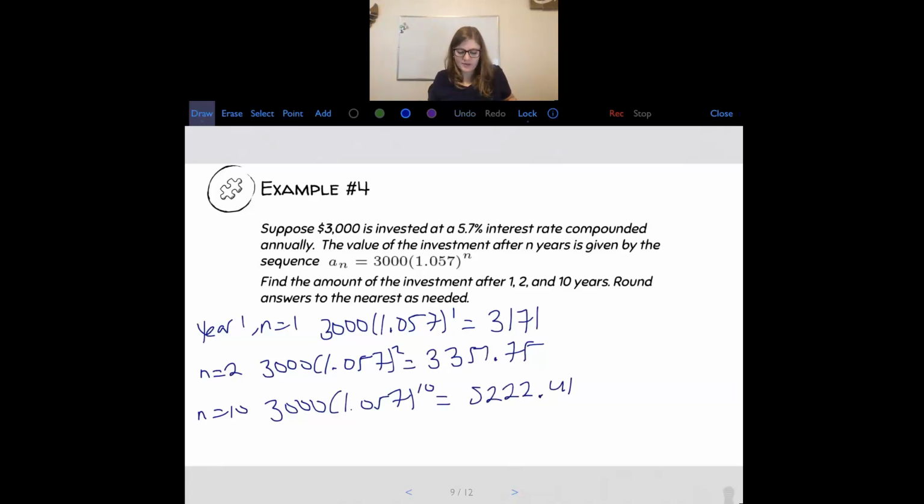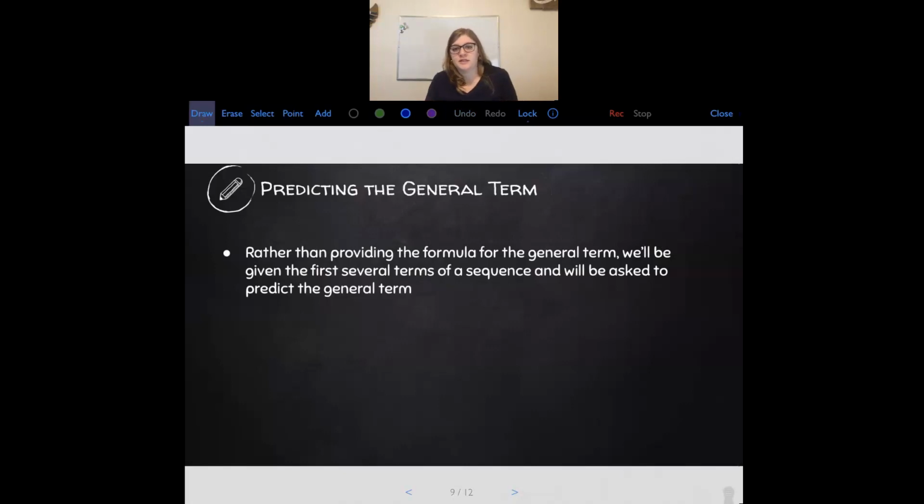The last thing that we'll talk about, we'll just do one example, is predicting the general term. In the previous examples, we've been given the formula for the general term, and we can find whatever term it's asking us for. Now what we're going to be given is part of the sequence, because it's infinite, so we can't write it all down. And we're going to be asked to predict the general term. The reason we're predicting it is because it's not for certain. We don't know what the sequence does later on. It could do something maybe we're not expecting. But using the first several terms that it gives us, we're going to make a good, educated prediction as to what the general term is going to be.